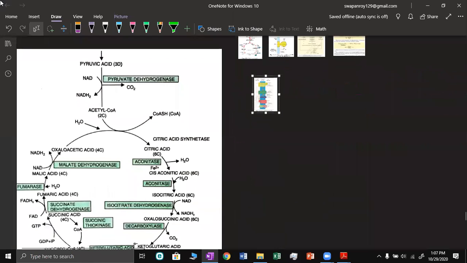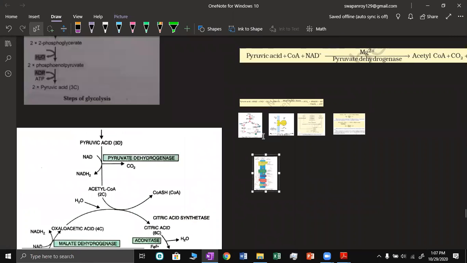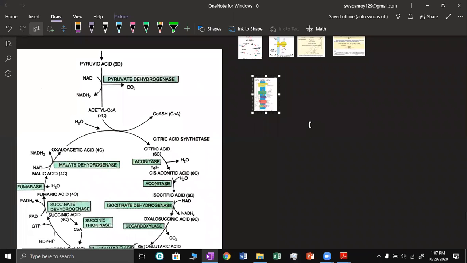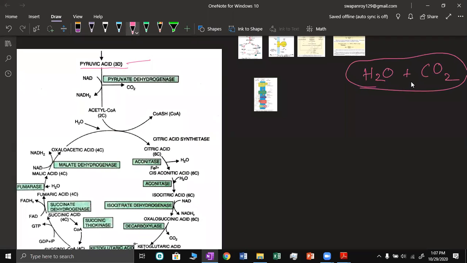When there is oxygen in the system, the product of glycolysis, that is pyruvic acid, is completely oxidized. This pyruvic acid is completely oxidized and ultimately forms water and carbon dioxide. Naturally, when it is completely oxidized, there is formation of a lot of energy.